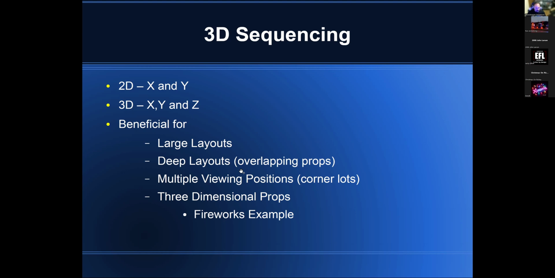And I hate sequencing that, simply because the 3D just adds time, adds render time, adds navigation time, and ultimately it ends up costing the person who has the drive-through more money to have things sequenced. If you have a deep layout, like I said, with overlapping props, you may want your view to come up so that you're looking down and can see all the props. If you have multiple viewing positions, for example, you live on a corner lot, and if you have three-dimensional props.